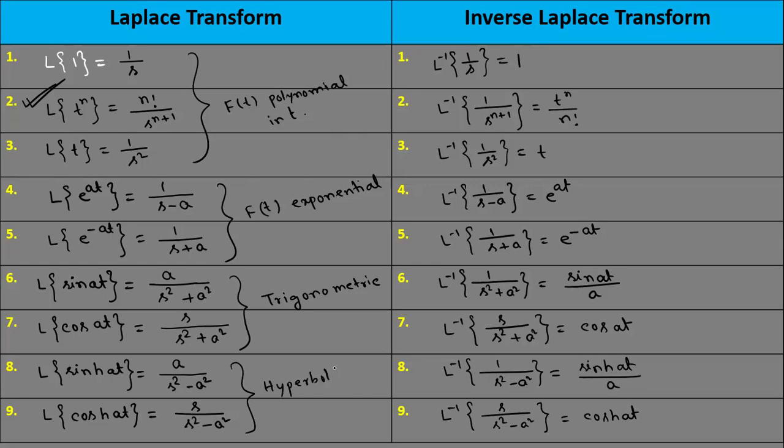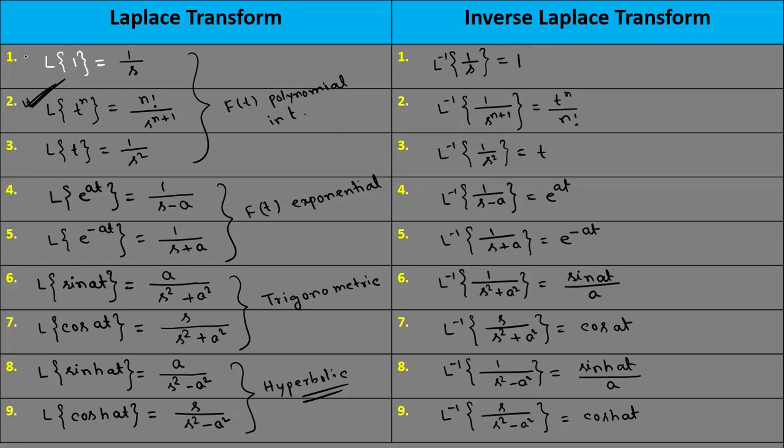Okay. Now let me summarize the full 9 formulas. First 3 formulas for polynomial, next 2 formulas for exponential, then next 2 formulas for trigonometric, then 2 formulas for hyperbolic. You just have to remember the second formula in the polynomial case. Laplace of t to the power n: when the power is n, the result will be n factorial, and the power of s will be increased by 1. So n factorial divided by s to the power n plus 1. Now Laplace of 1, that means you put n equals 0. Laplace of t, that means you put n equals 1.